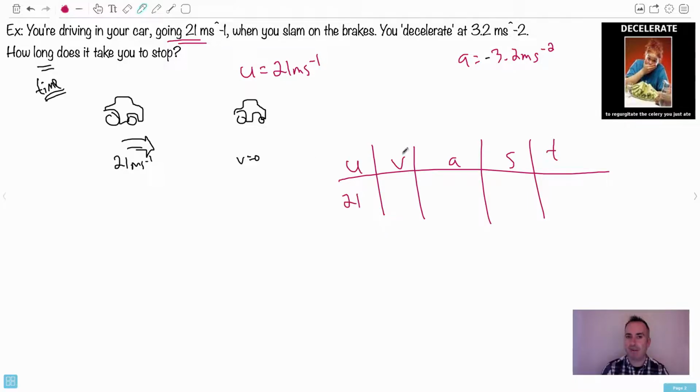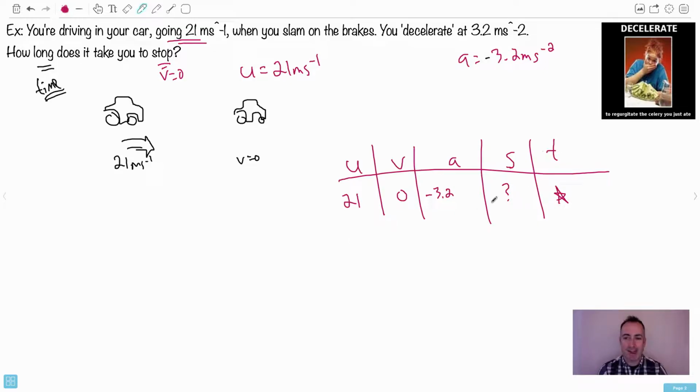V, the final speed, think about it, you stopped. So there, V is 0. So that's why this is 0 here. Acceleration in this case is negative 3.2 because, again, you're acting in the opposite direction. If you didn't do this, you couldn't have V here be 0. Your displacement, I don't really know it, and I don't really care. I'm going to put a question mark, like don't know, don't care. And T, oh, that's what I want. I put a star by that. So this is like my shopping list. This tells me what to do.